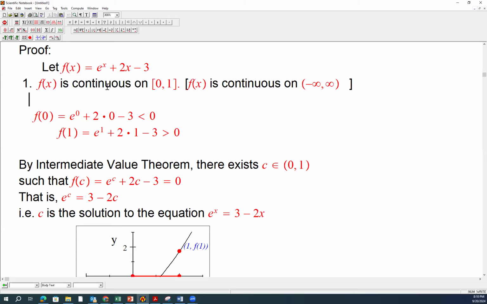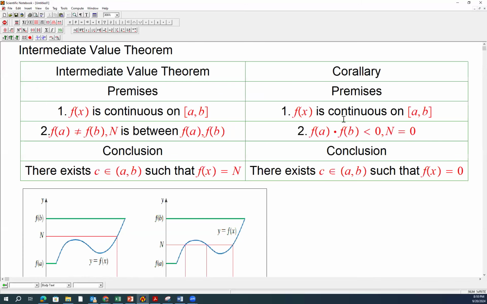Number two, we want to show that f of a and f of b are different. Okay, all right, because the theorem says so, right? The theorem requires so, and we need to demonstrate f of a and f of b are different. It doesn't matter which one you quote, right? So our interval has been set.